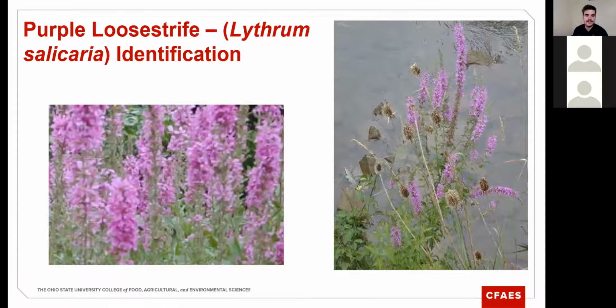Purple loosestrife. To save time, we won't go into any of that identification. I think Rees did a good job at that. And on our website, we'll have links to the fact sheets. So if you do want to do more with identification, you can check those out on our pollinator website.